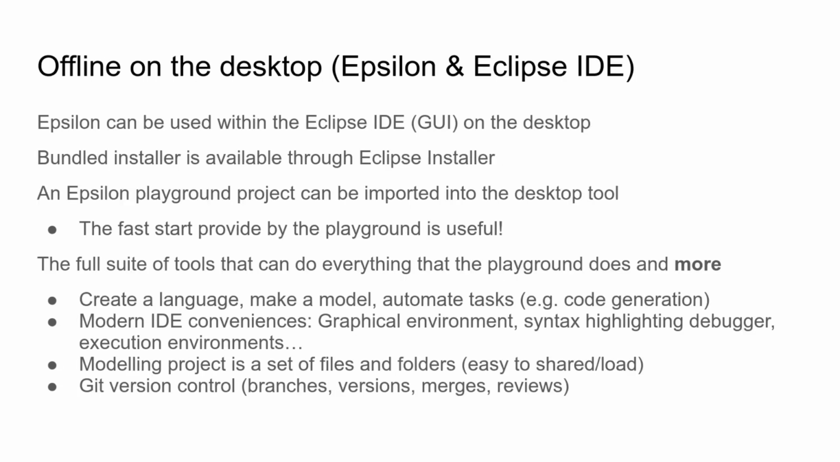Epsilon uses the Eclipse IDE to provide a suite that would let you do everything that you can do on the playground on your local desktop machine. And indeed, the downloads that you get from the Eclipse playground are intended to be loaded into an Eclipse IDE so that you can continue to work on them. And this then gives us the ability to link into a Git repository and start version controlling our changes to our model as we develop them.